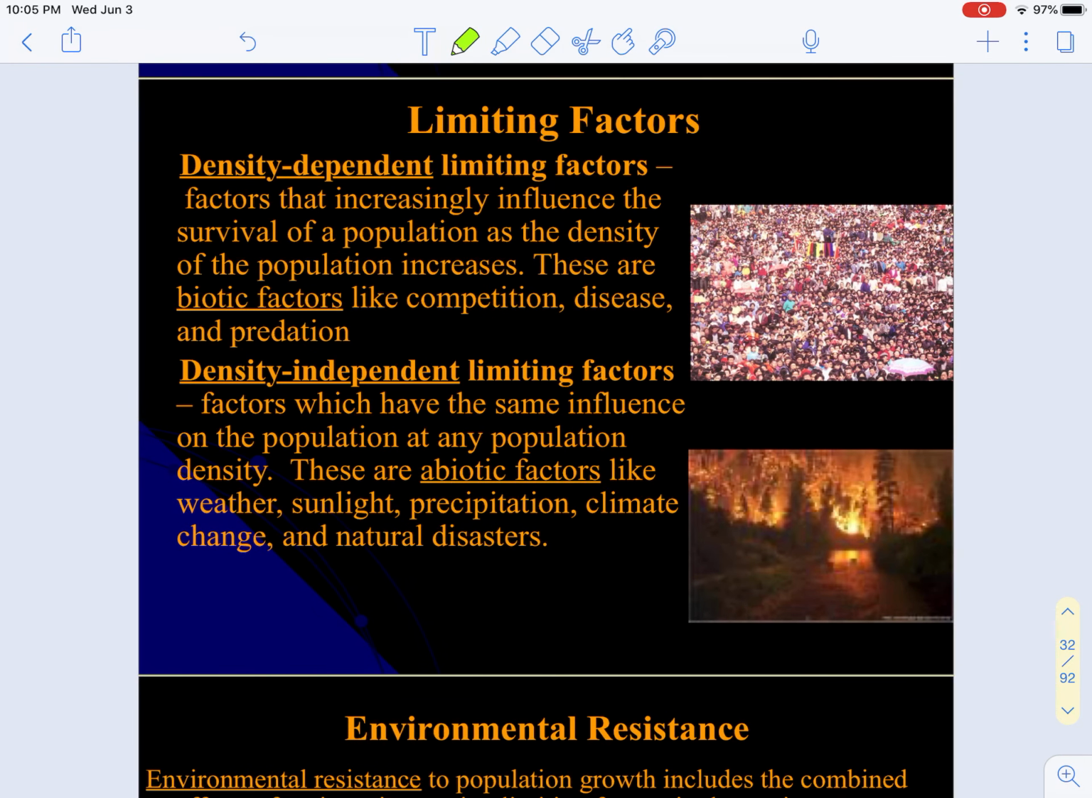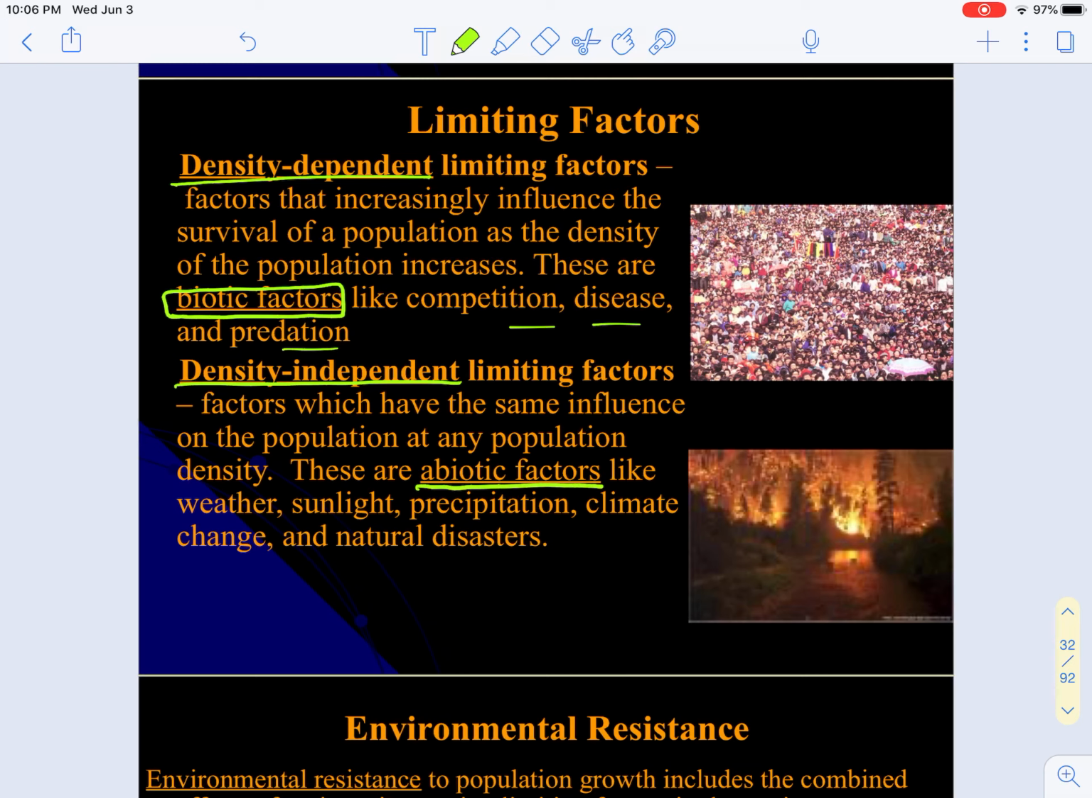Okay, last little bit, limiting factors can be density dependent or density independent, and basically things that are density dependent are biotic factors, living things. So living things like diseases, bacteria, viruses, predators, those will affect populations if they're more dense. So we can think of viruses that can spread through densely populated areas more quickly. So density dependent factors are always living factors.